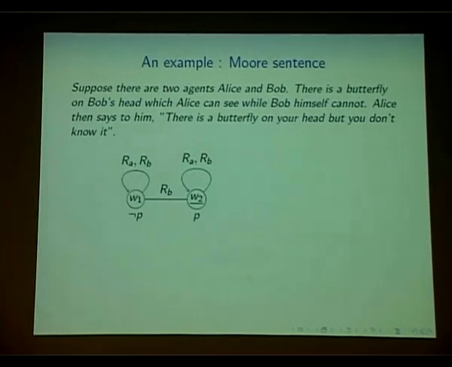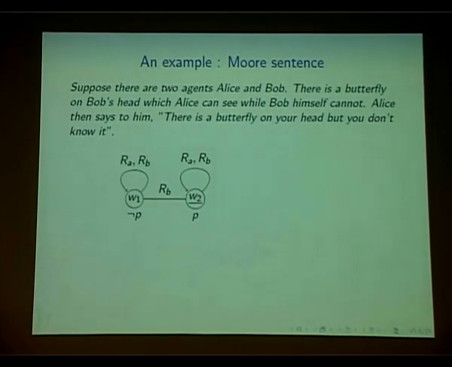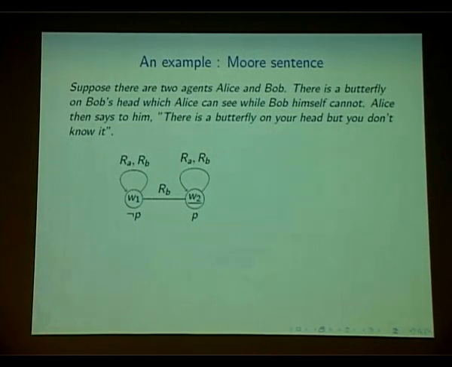Now, before the announcement, the model looks like this. This is a very simple epistemic model representing the situation. There are two worlds, one in which the sentence P, which stands for there is a butterfly on your head, is true, and the other one in which it's false. For Bob, these two worlds are indistinguishable because he cannot see the butterfly himself. But Alice can see the butterfly, so she can distinguish between these two worlds.